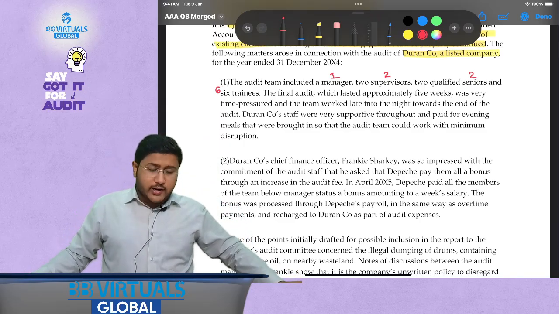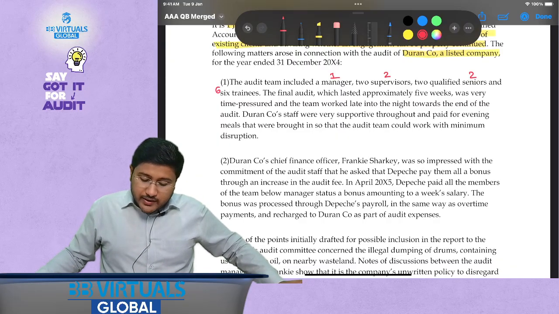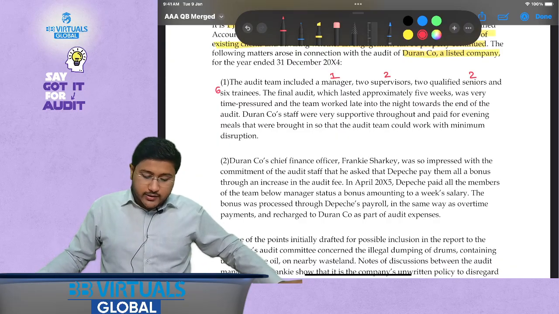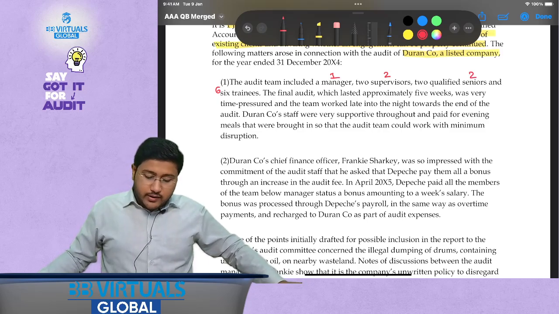The final audit, and 1 partner would also be there. The final audit, which lasted approximately 5 weeks, was very time pressured and the team worked late into the night towards the end of the audit. Duran Company's staff were very supportive throughout and paid for evening meals that were brought in so that the audit team could work with minimum disruption.